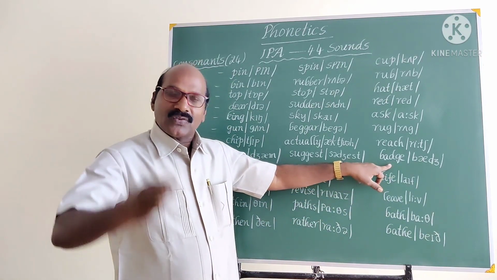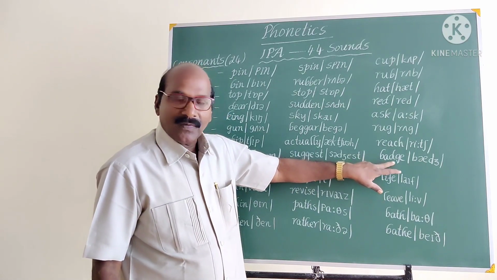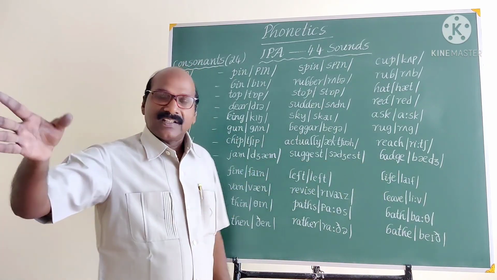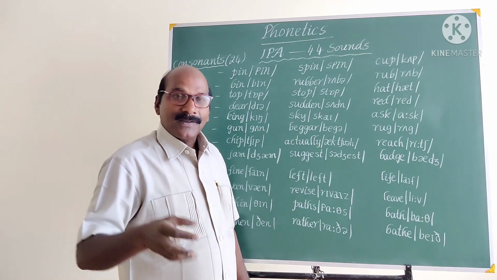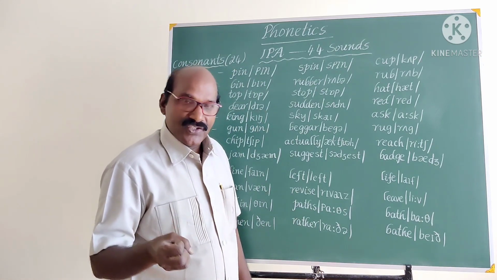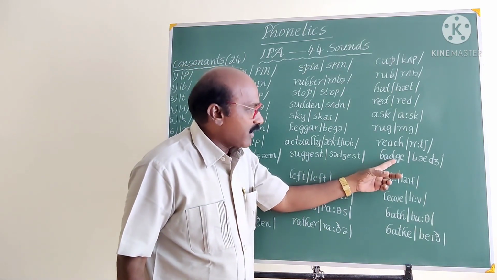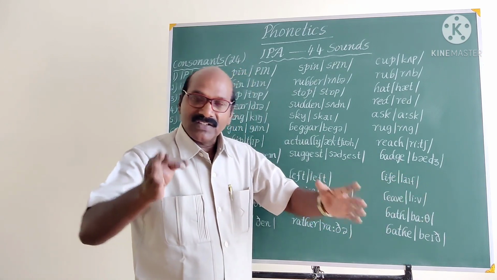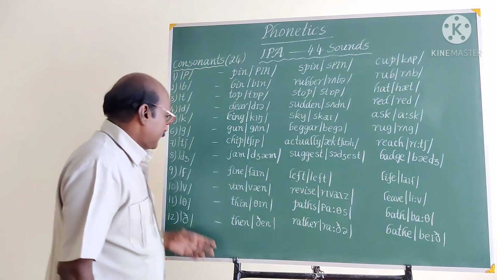This sound is mispronounced by most of the learners, and we should never utter the sound of d, as in batch, lodge, bridge, fridge. Wherever D is followed by G, only the sound of j is used, as in batch, lodge, like that.